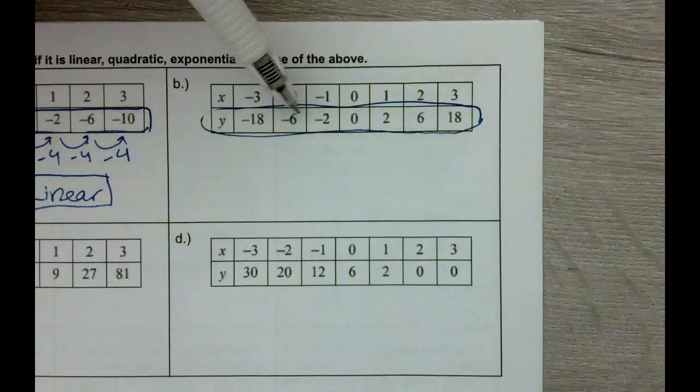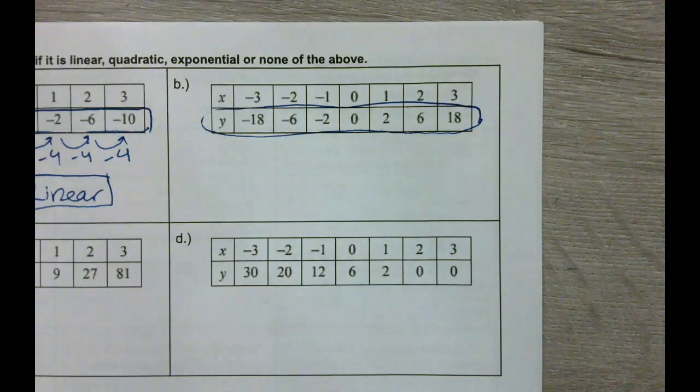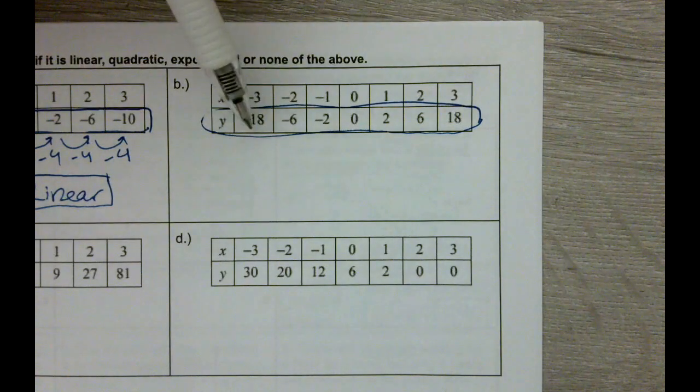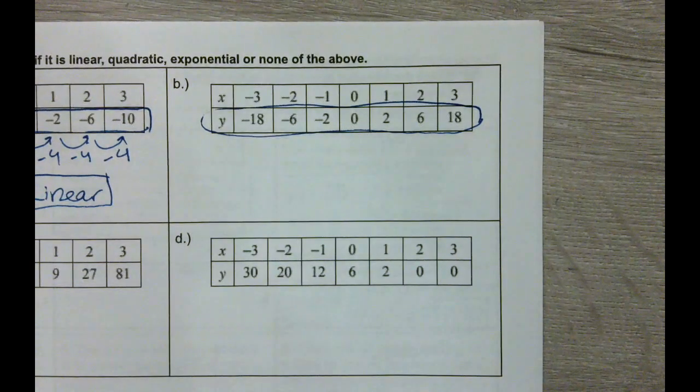Negative 18, negative 6, negative 2, 0, 2, 6, 18. So I don't have any repeating numbers, so it's not quadratic. Let's try to find a pattern. Negative 18 to negative 6, and I'm actually going to switch to pencil here because I'm going to end up erasing.